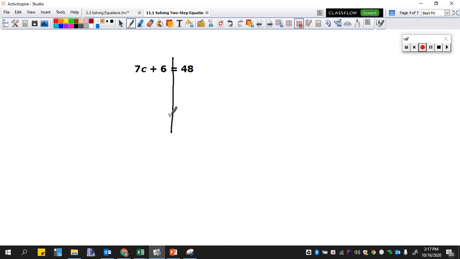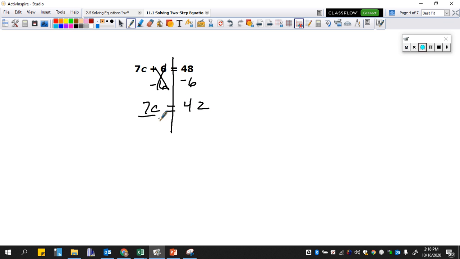Okay. Split the thing. The inverse operation of adding 6 is subtracting 6. So subtract 6 from both sides. The 6's cancel out. We're left with 7c is equal to 42.